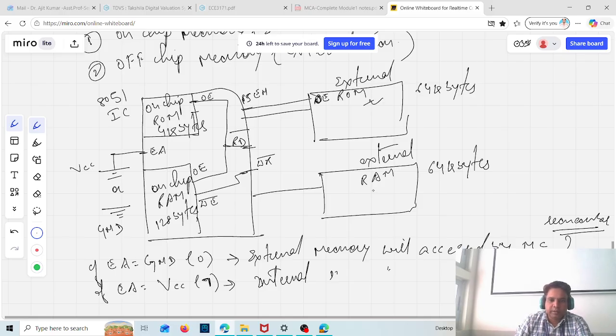Similarly, here also this is your RAM. So RAM is something for which the write will also be there. This write pin is connected with your write enable pin. And the RD is connected with the output enable pin.